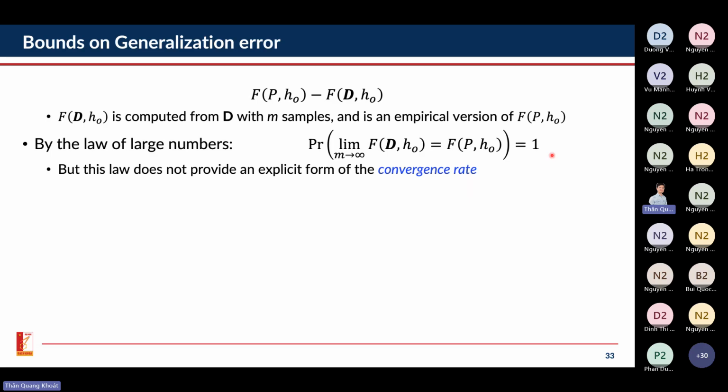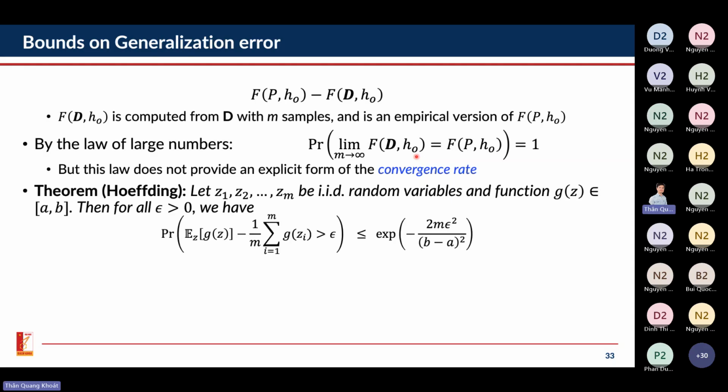But this is only true in the case where the training size is very huge. In practice, we may not have that, and the training size can sometimes be small, so we do not have this, and these two quantities can be very different. Another thing is, by this law, we do not know the convergence rate, the rate at which this quantity will go to this one. We know that it will go there, but how fast? We do not know exactly.